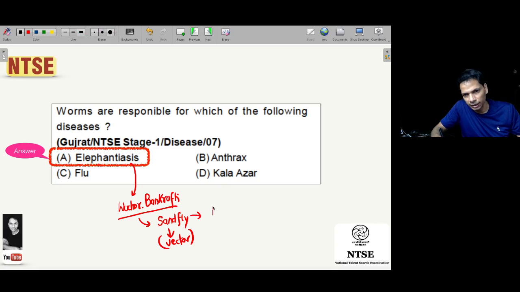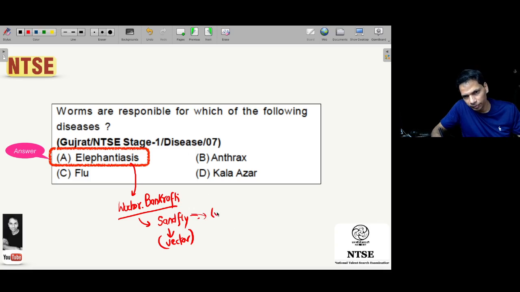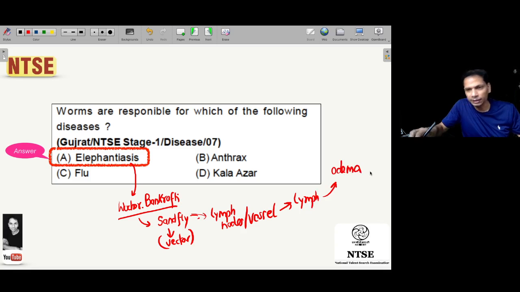Sorry, not the macrophages. It goes and attacks our lymphatic system, the lymph nodes and the lymph vessels. So there is obstruction of lymph drainage, and this causes edema. That's why in elephantiasis we get these big legs.